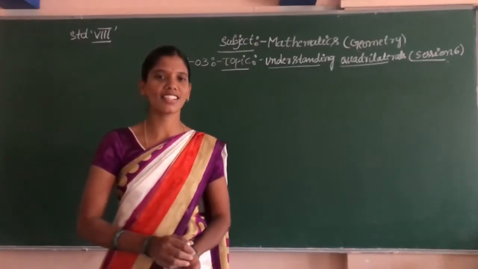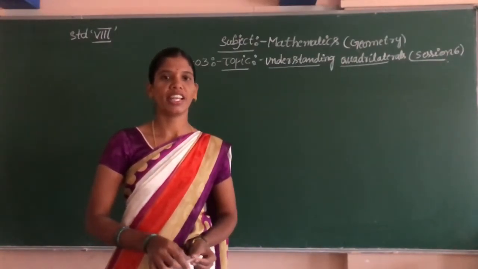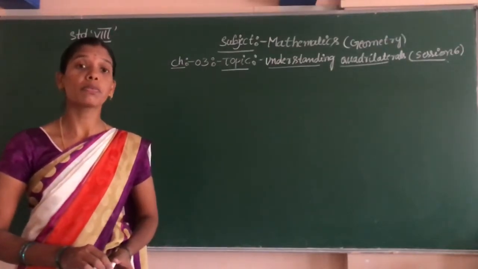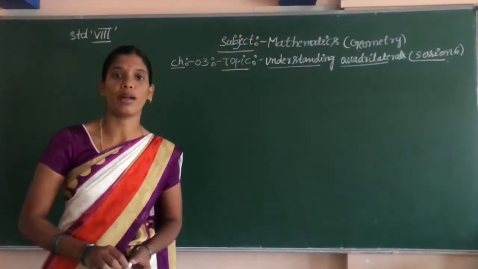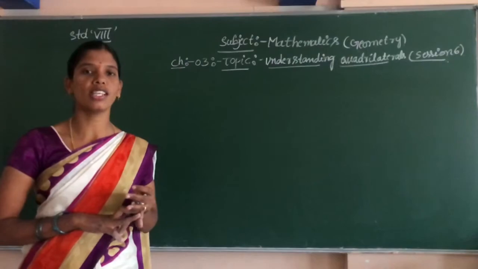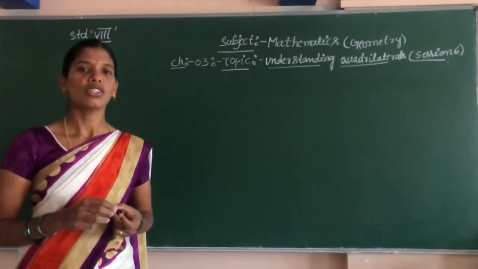In the previous class we studied about the parallelogram and kite. In this session, we discuss some special kinds of parallelogram. The special kinds of parallelogram are: first, rhombus; then rectangle; and square.